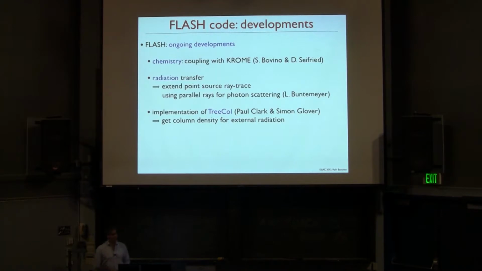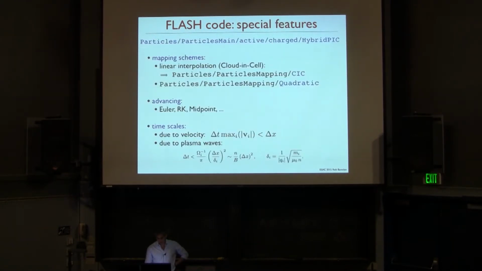No questions? Yes? With the plasma wave, why does it scale with the cell size squared, whereas something like the Courant condition generally would not? Like, why is there a squared scale at the end? That looks somehow reminiscent of a diffusion type process.